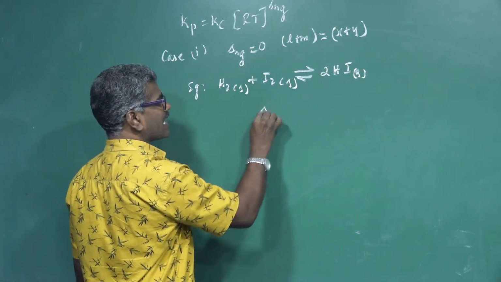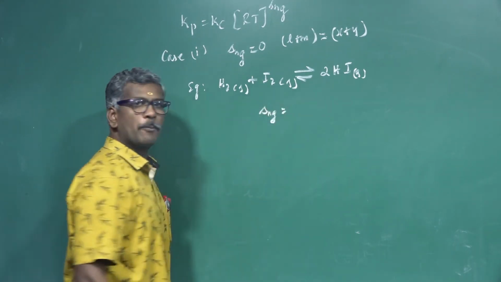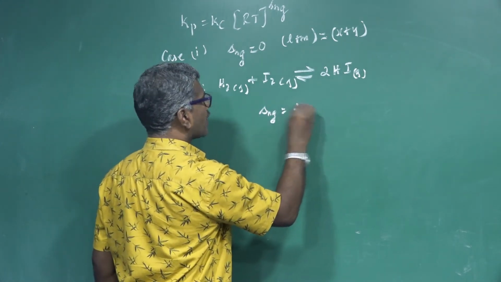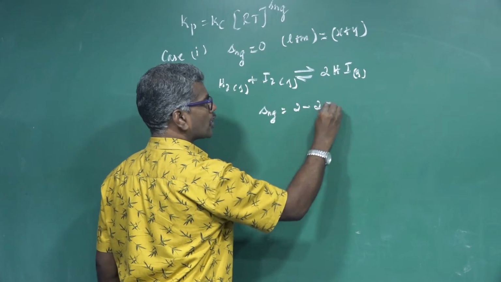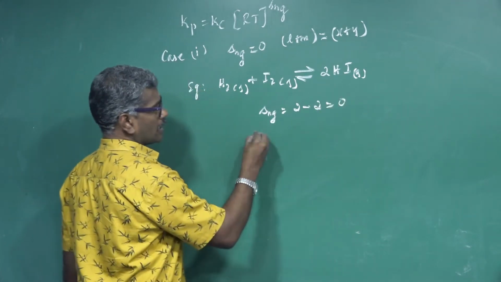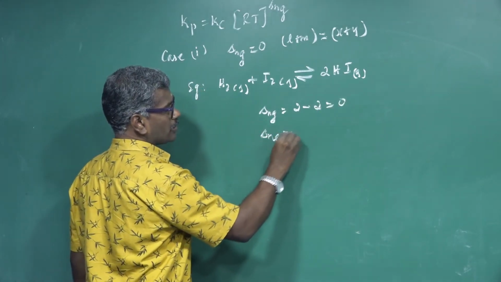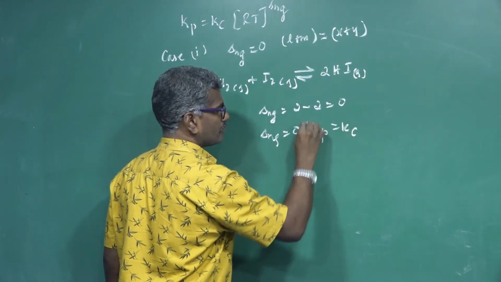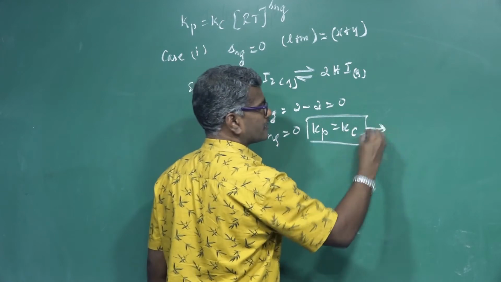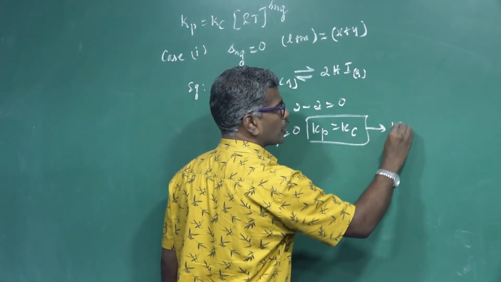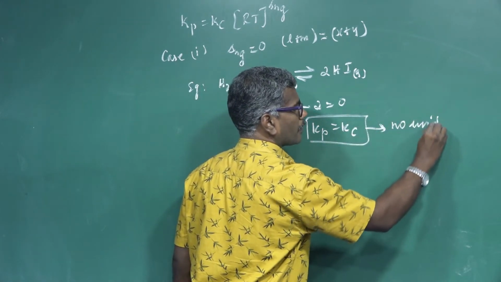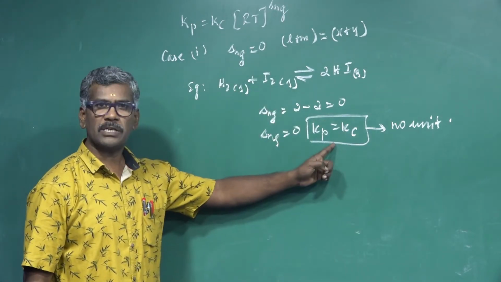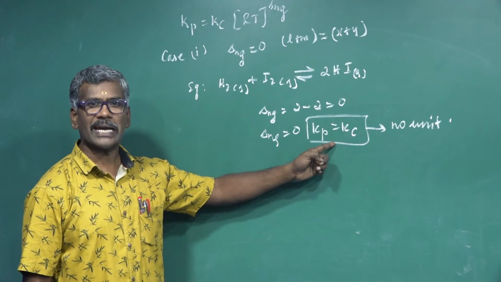Here find out delta Ng. Delta Ng is nothing but product minus reactant. Here product is 2 moles, reactant also 2 moles, total moles 0. Here delta Ng equal to 0, so Kp equal to Kc. Here Kc and Kp have no unit. This type of question may be asked for 1 mark. Simple, easy to do. Okay, another case.